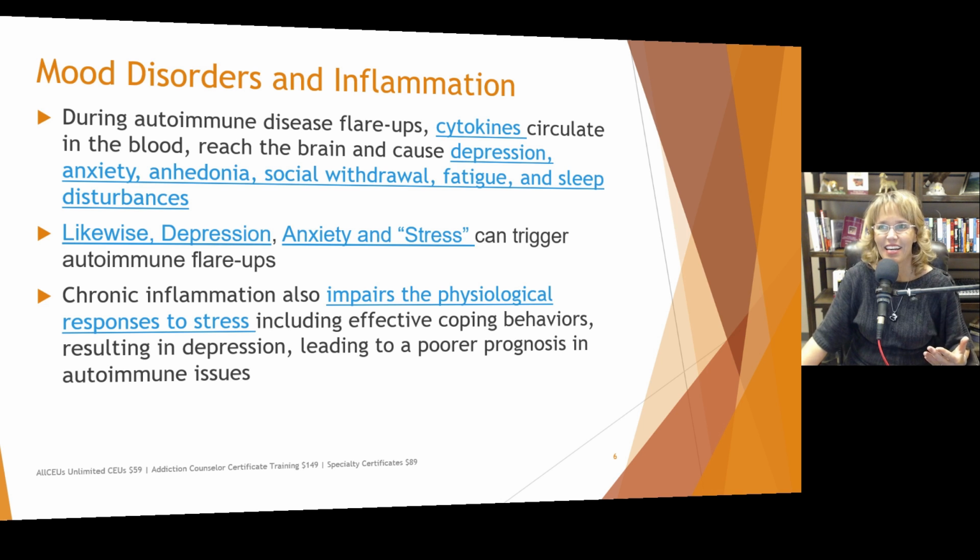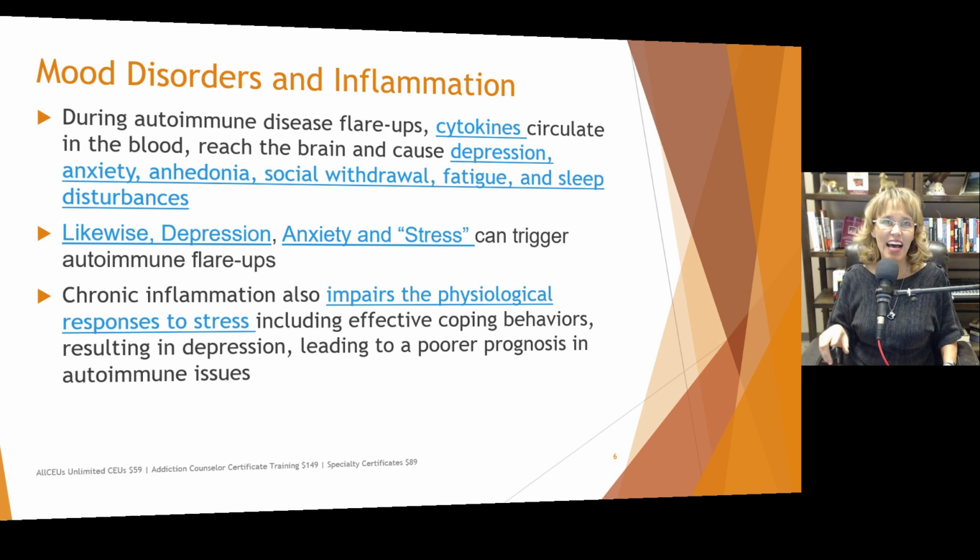Let's think about that. As people are demonstrating symptoms of depression, anxiety, anhedonia, fatigue, and sleep disturbances, we'll put social withdrawal on the back burner. That tells us that they probably have increased levels of cytokines going through their system. Now think about everybody right now. How many of those people don't have at least one of those symptoms? I'll get to interventions. I'm trying to put the cart before the horse.